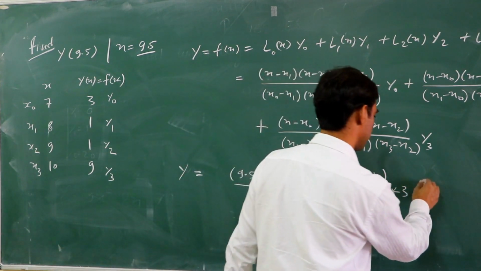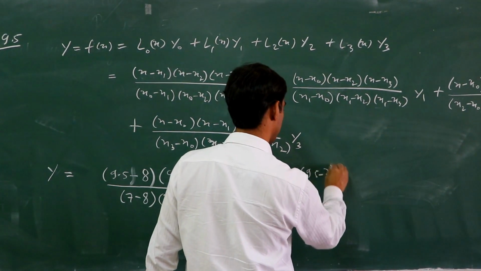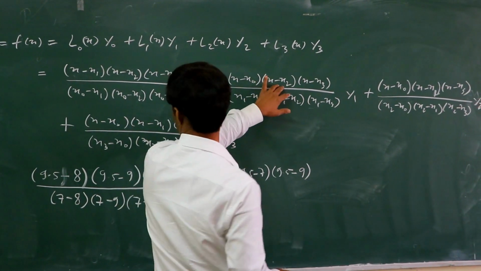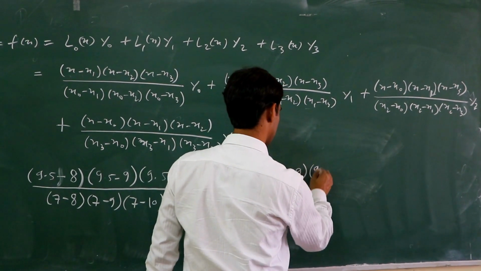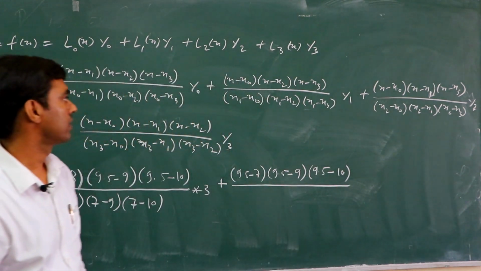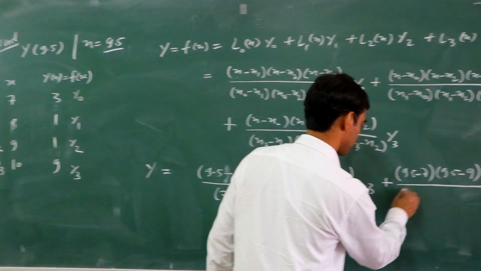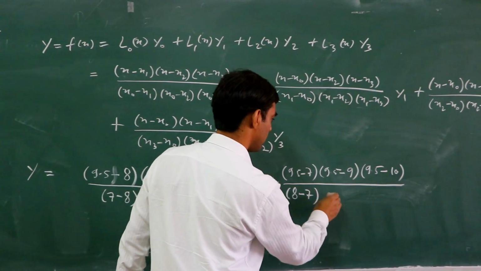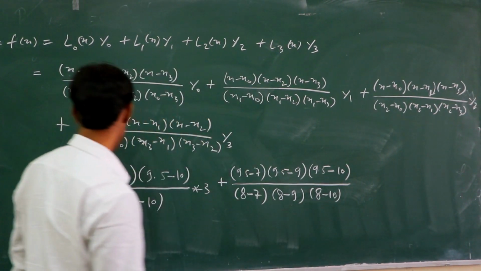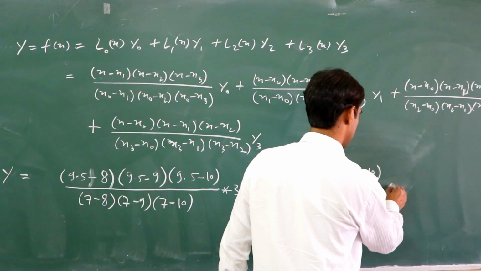Similarly, we write the second term. The second term is 9.5 minus 7, 9.5 minus 9, because this is x2, and 9.5 minus 10, divided by x1 minus x0. What is the value of x1? x1 is 8. So this is 8 minus 7, 8 minus 9 and 8 minus 10, into y1. What is the value of y1? y1 is 1, into 1.